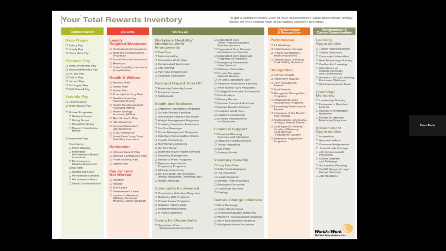15 minutes. 15 minutes is fine, right? Yeah. Have you understood? Choose one organization from your group.